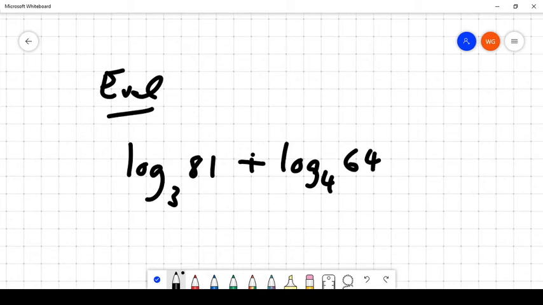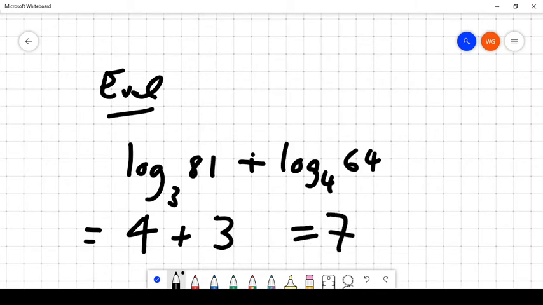All right, so we look at that and we say, how can we rewrite this? Well, what we can say is 3 to the power of what equals 81? Well, 3 to the power of 1 is 3, 3 to the power of 2 is 9, 3 to the power of 3 is 27, 3 to the power of 4 is 81. So log base 3 of 81 is 4, plus 4 to the power of 3 equals 64. And so our answer to this question is 7.